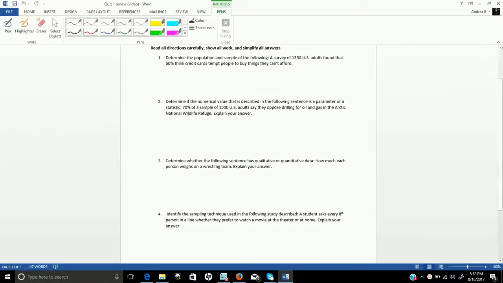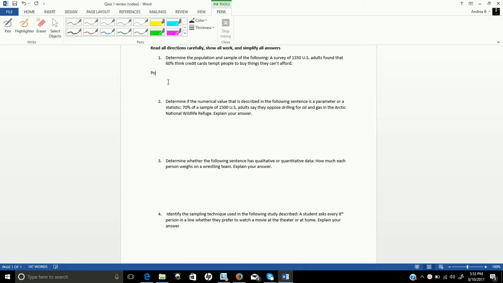Alright, here's the review for quiz 1 for stats. The first type is to determine what the population is and what the sample is for this. So it's not determining whether you have a population or sample, it's identifying both the population and the sample for this scenario. Here it says we have a survey of 1,350 US adults found that 60% think credit cards tempt people to buy things they can't afford.